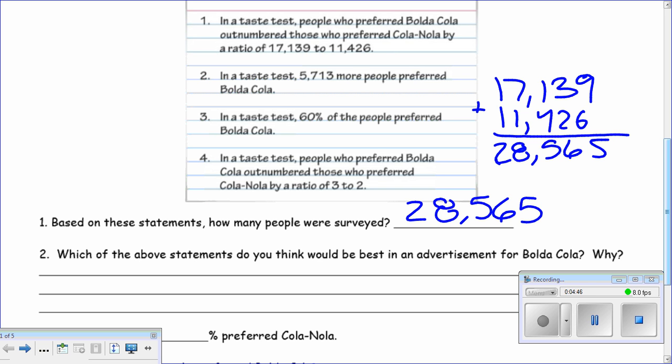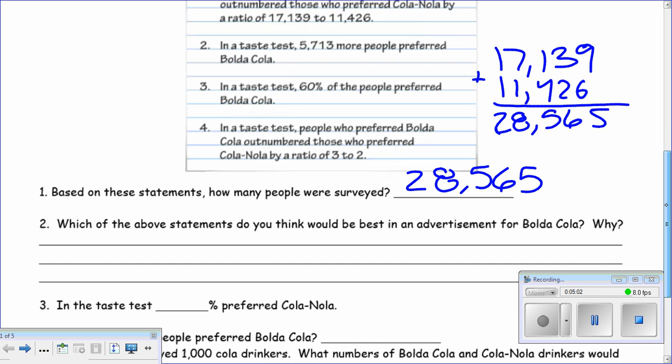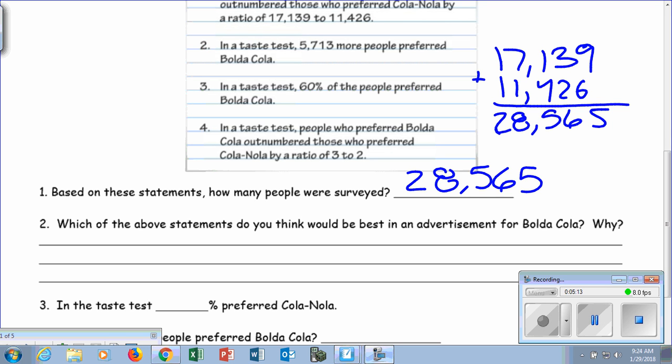In question 2, it says, which of the above statements do you think would be the best in an advertisement for Bolda Cola and why? So we're looking for the best advertisement just for Bolda Cola. I will give you about 2 minutes to work with your shoulder partners to find which statement is the best for advertisement. So for question 2, which statement did you find the best?